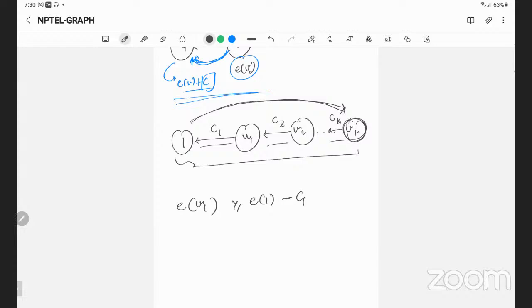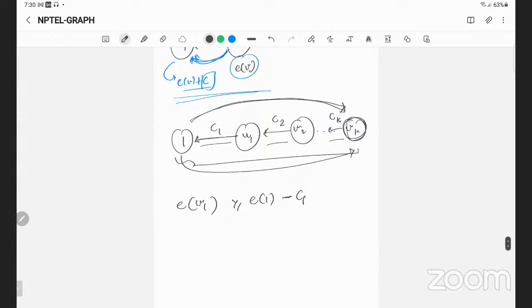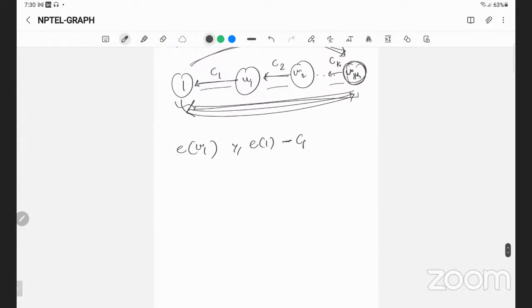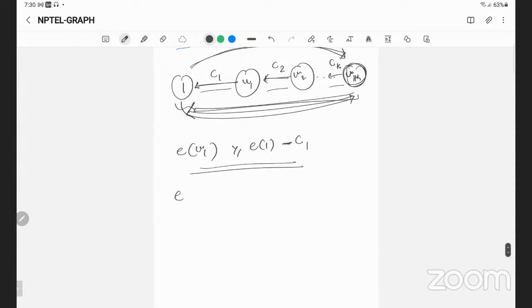But if I go this way, I won't be able to find a path from V1 to Vk, since these edges are directed towards the vertex 1, not towards the vertex Vk. So I will just reform the equations in this form. I will take the C1 to the other side, so it will become negative, and I can rewrite the equations in this form. So EV2 will be greater than or equal to EV1 minus C2, and at last there will be EVk, which will be greater than or equal to EVk-1 minus Ck.